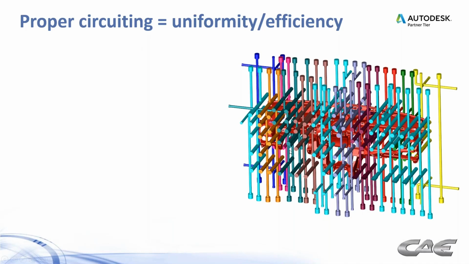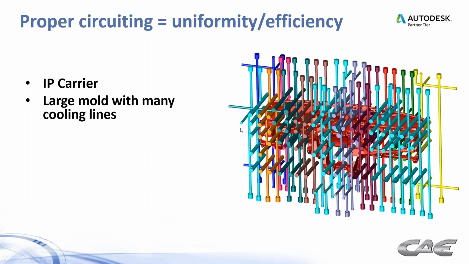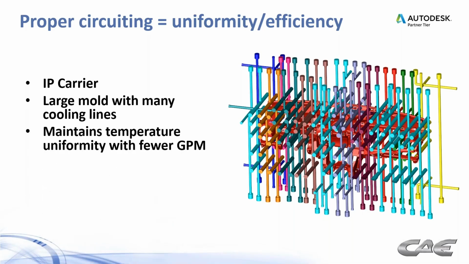Now we're going to talk about circuiting. You look at this cooling design on this instrument panel and you say, whoa, I don't even know where to start. And you've probably seen it at the press, just start jumping hoses together and see what happens, right? So this is an IP carrier. It's a very large mold with many cooling lines. And we're able to, through proper circuiting, maintain temperature uniformity with fewer GPM, but we got to do it right. And the potential savings for this per year were something on the order of $206,000.